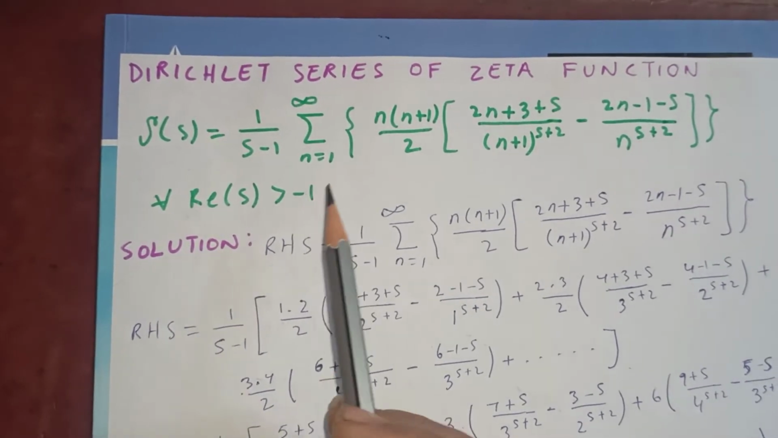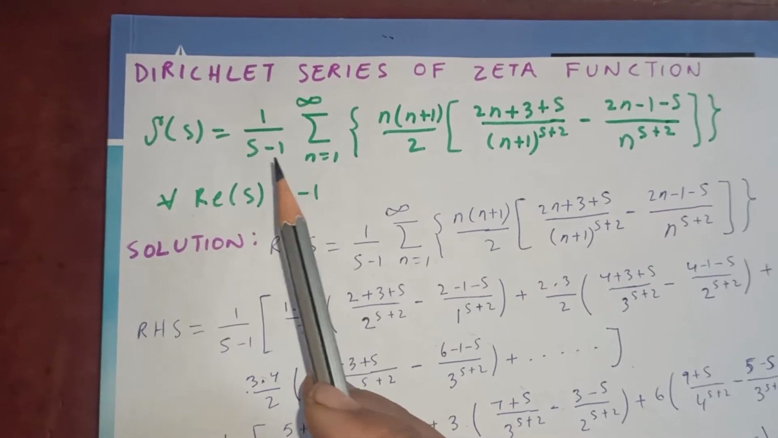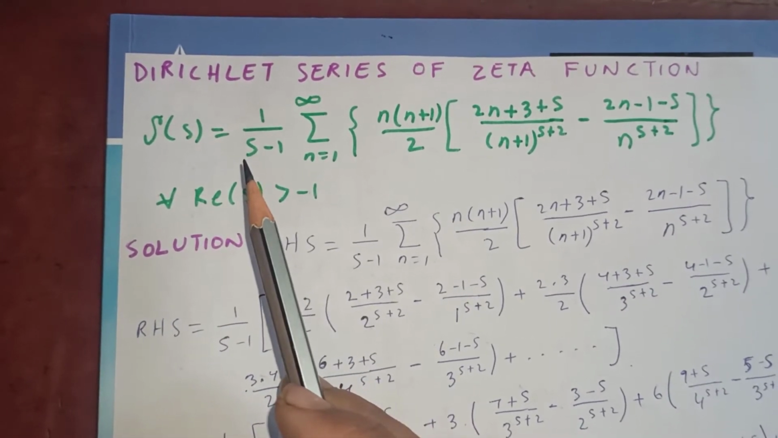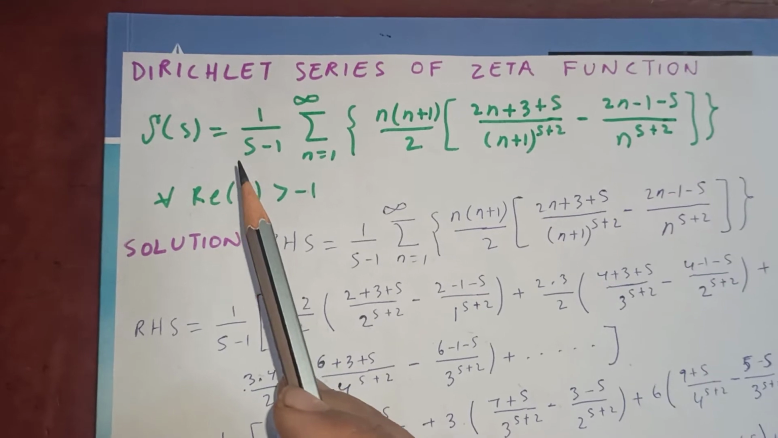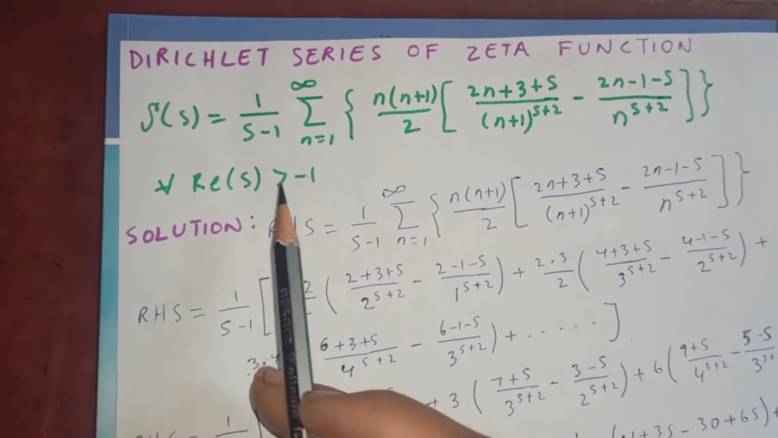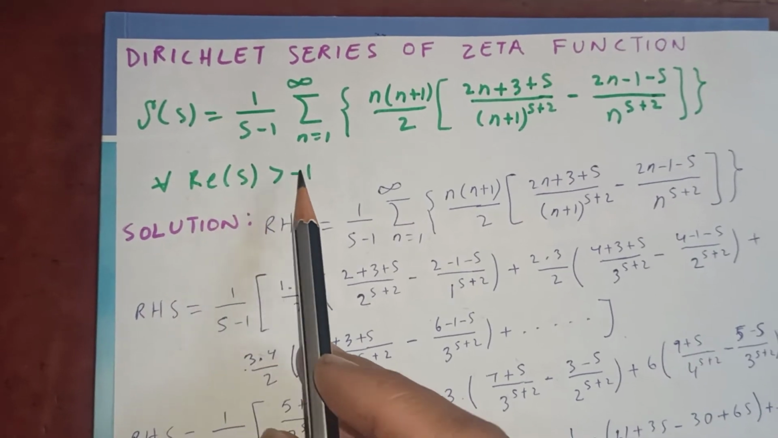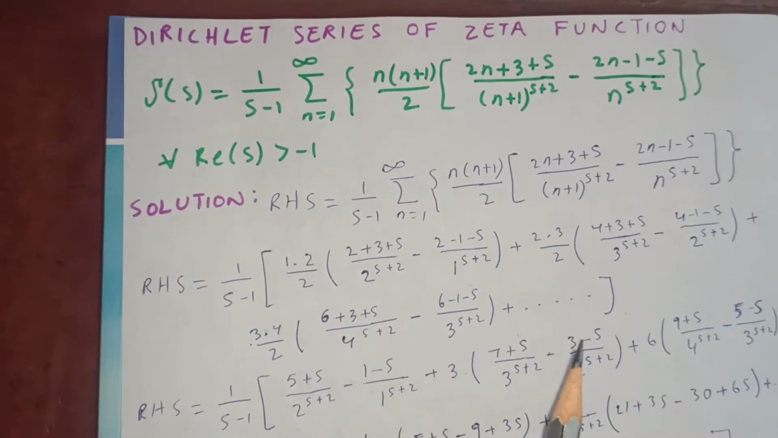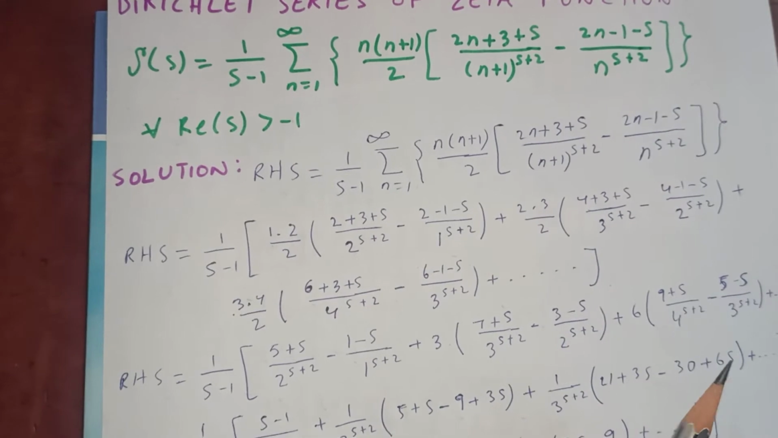Actually, Riemann extended the zeta function up to the complex plane. That's why we say the real part must be greater than -1. The imaginary part we can take to be any number.